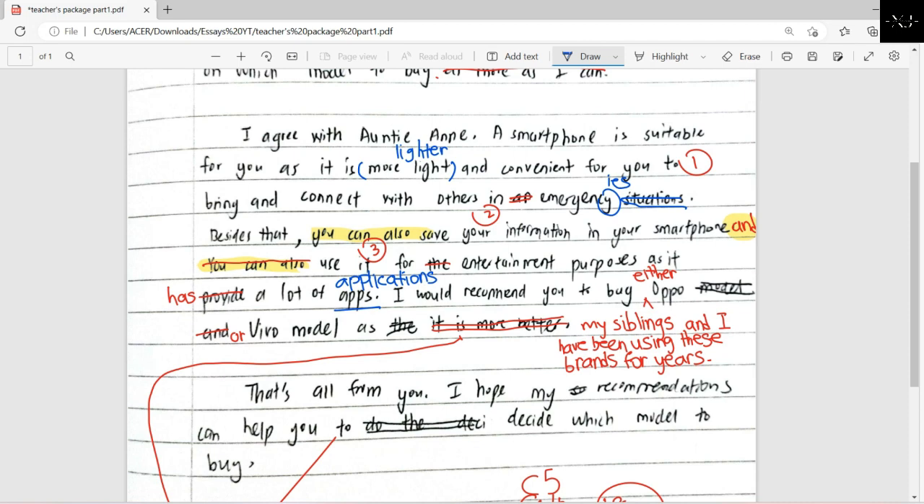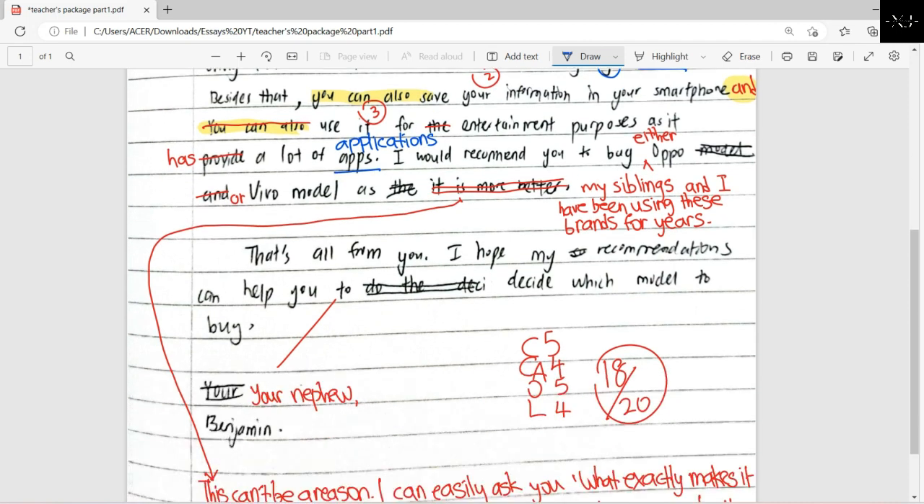You are buying a new phone, so you don't need to get both Oppo and Vivo model. Okay, more better doesn't exist. Okay, and why I crossed this out is because look at my reasoning that I wrote for her.